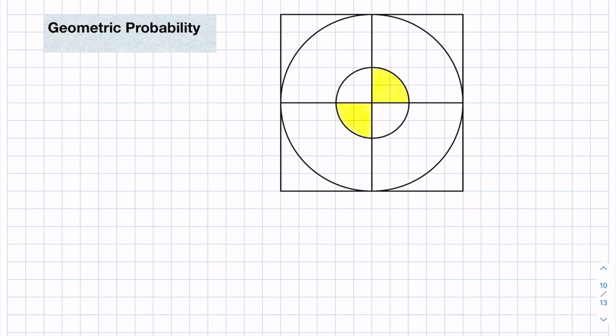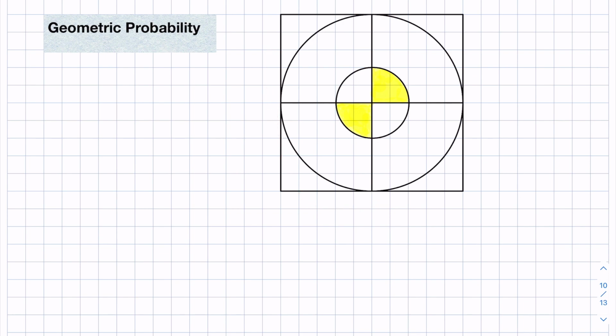Now we have geometric probability. Geometric probability is based on calculating ratios of lengths, areas, and volumes. So let's say I have this dartboard and I'm able to hit any point on this dartboard equally. I can hit here, here. All of that is an equal probability. And I'm so good at throwing darts that whenever I throw a dart, it always hits inside the dartboard.